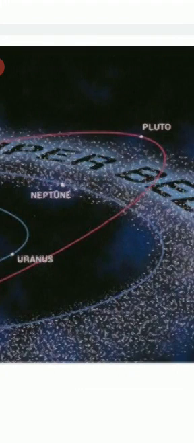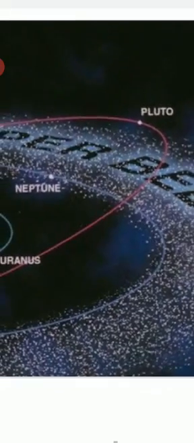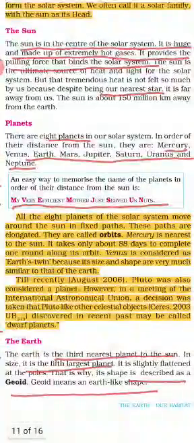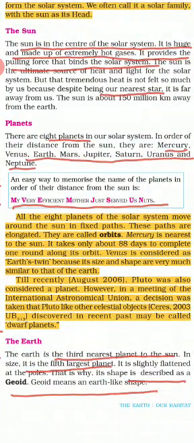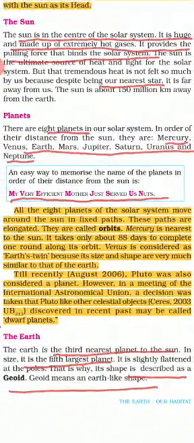Till recently, August 2006, Pluto was considered a planet. However, in a meeting of the International Astronomical Union, as you see in your book, a decision was taken that Pluto, like other celestial objects such as Ceres, discovered in the recent past, may be called dwarf planets. I think it is all clear to you why Pluto is not considered a planet.